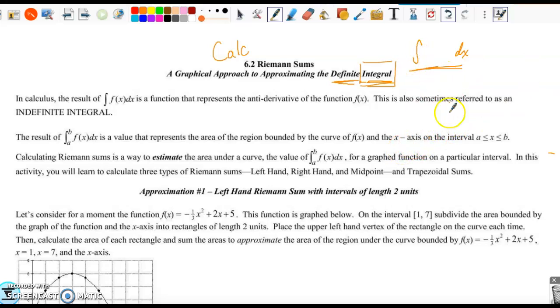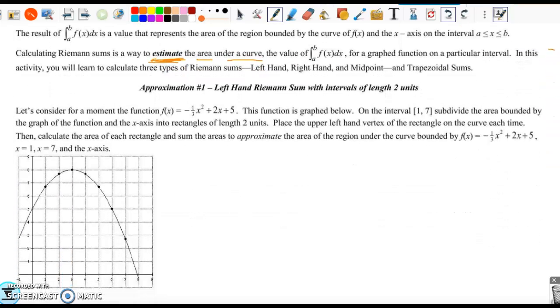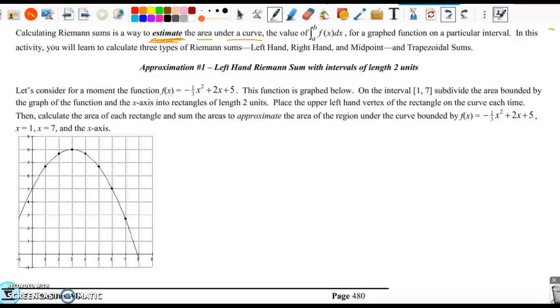I'll let you pause the video, or you can just stop and rewrite or read this and understand that we're going to use Riemann sums to estimate the area under a curve. The main premise is that we're going to set up rectangles somewhere in a curve. We're going to do a lot of these, so hopefully you get good practice.